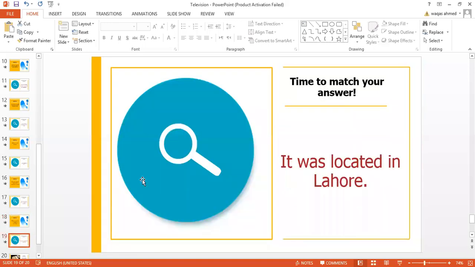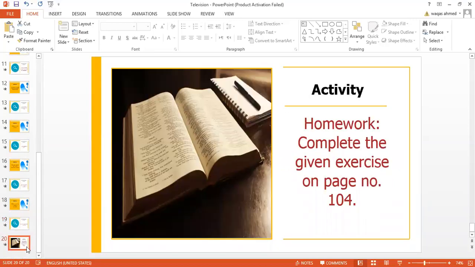Actually, we have known this. It was located in Lahore. Yes, boys. Right. So let's move towards this activity.